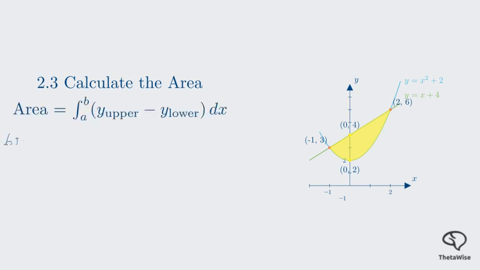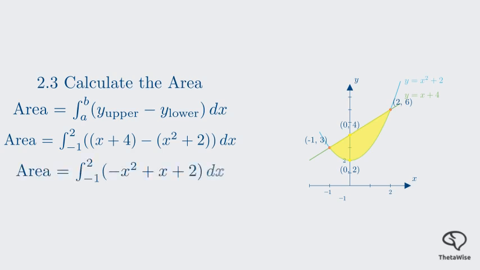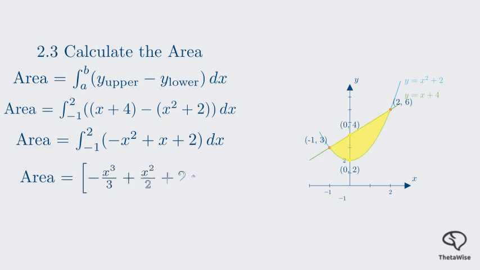The area is the integral from a equals 1 to 2 of the upper function, x plus 4, minus the lower function, x squared plus 2. Let's simplify the integrand before integrating. Distributing the negative sign gives x plus 4 minus x squared minus 2. Combining like terms, we get negative x squared plus x plus 2. Now we integrate this polynomial term by term. The integral is negative x cubed over 3 plus x squared over 2 plus 2x. We evaluate this from 1 to 2.